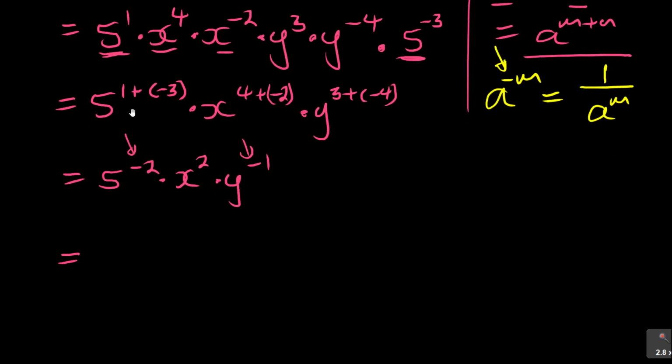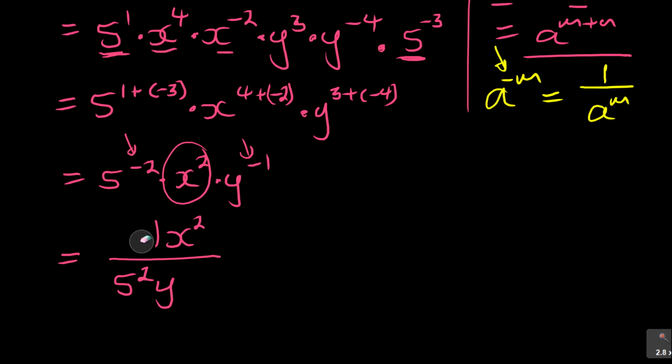So here, to remove the 5 being negative, what you do, you say 1 over. Now 5 negative will go back to become 5 squared. Y to the power negative 1 will go back to become y. But x squared is already fine, so I can say 1 x squared, or you can remove that 1 there. It will still be the same.